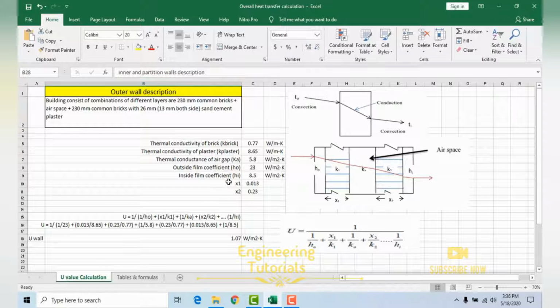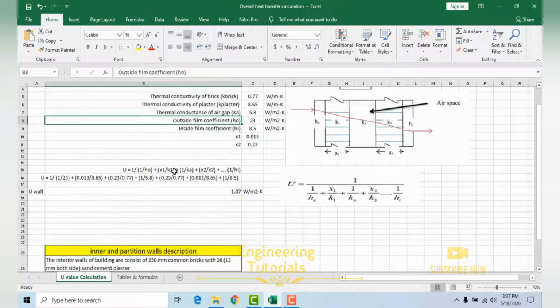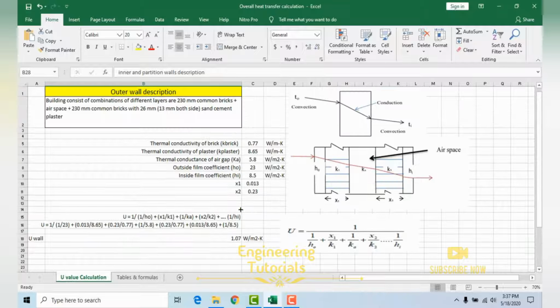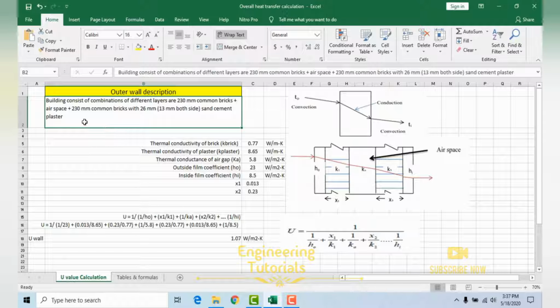In this video I will tell you guys how to calculate the overall heat transfer coefficient U value for the wall, for outer wall and for the inner wall or partition walls. So let's start. Let's say we have a building where outside wall composition is given as this. That building consists of a combination of different layers, that is 230 mm common brick plus air space plus 230 mm common brick and 26 mm, that is 13 mm both sides, sand cement plaster.